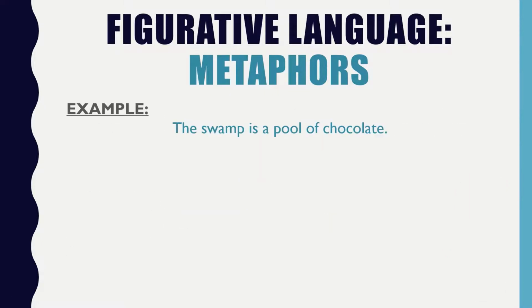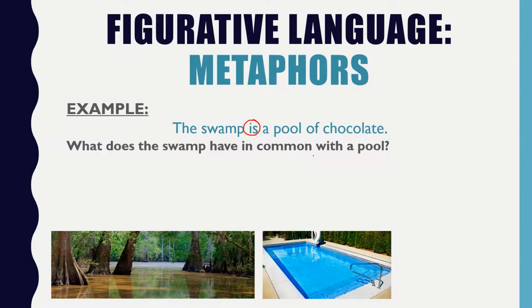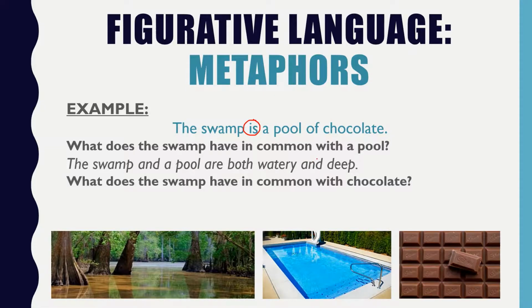Let's have a look at another example. The swamp is a pool of chocolate. Why might we say that a swamp is similar to a pool of chocolate? What does the swamp have in common with a pool? Well, both the swamp and the pool are watery and deep. And what does the swamp have in common with chocolate? Well, both the swamp and chocolate are brown. So, by saying a swamp is a pool of chocolate, we're saying a swamp is something that's watery, deep, and brown, which is a really nice way to get your reader to imagine what it looks like.